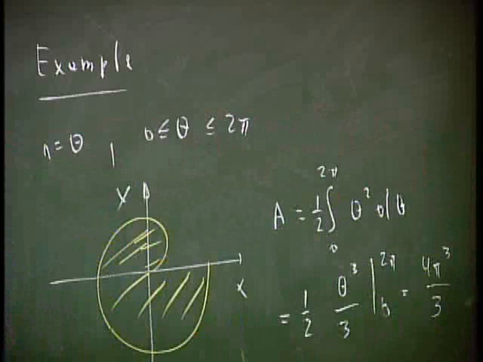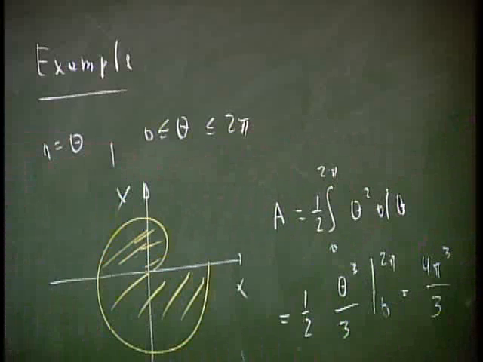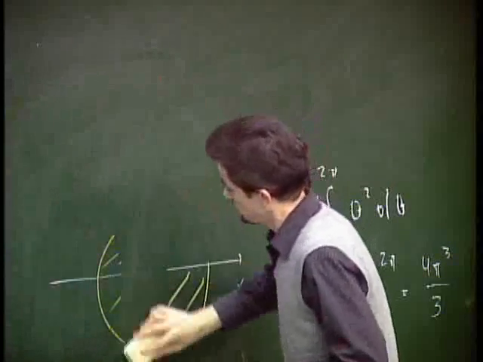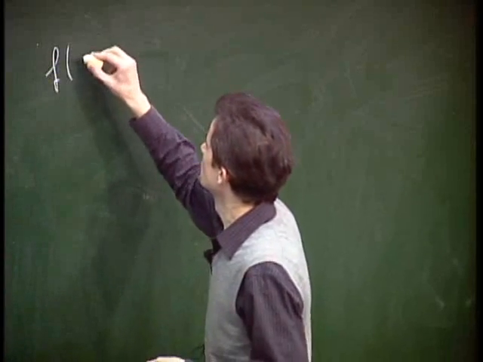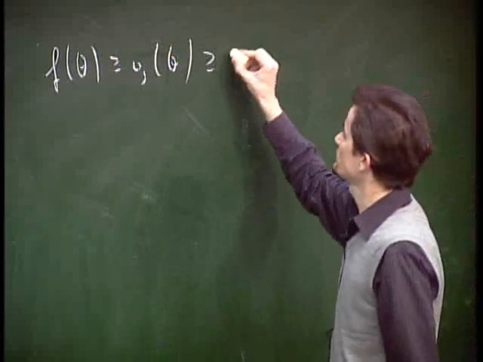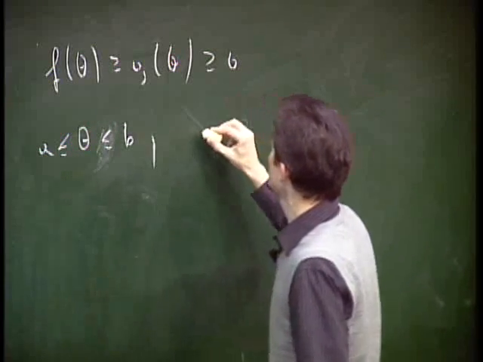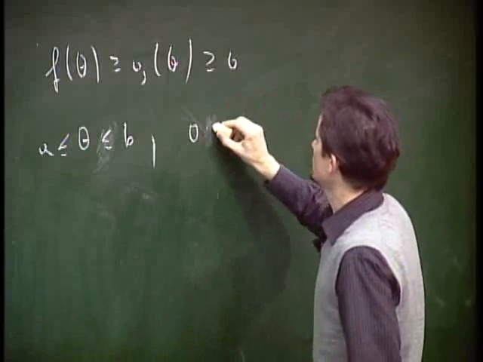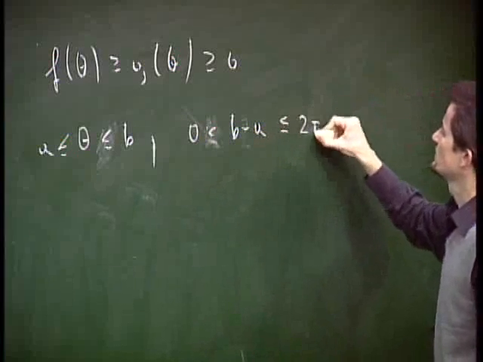It's slightly more interesting if you have two polar curves. Instead of one, you are now given two polar curves, and you have to compute the area which is enclosed by those two polar curves. Let's call them f of theta and g of theta, and you have this relation here where theta is between a and b, and we have again that b minus a is larger than 0 and smaller or equal than 2 pi.